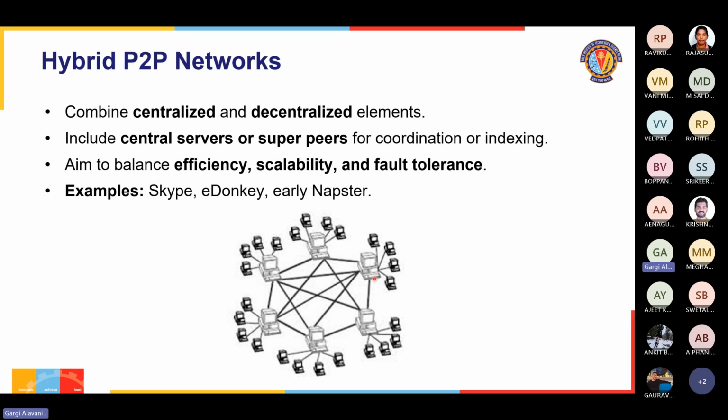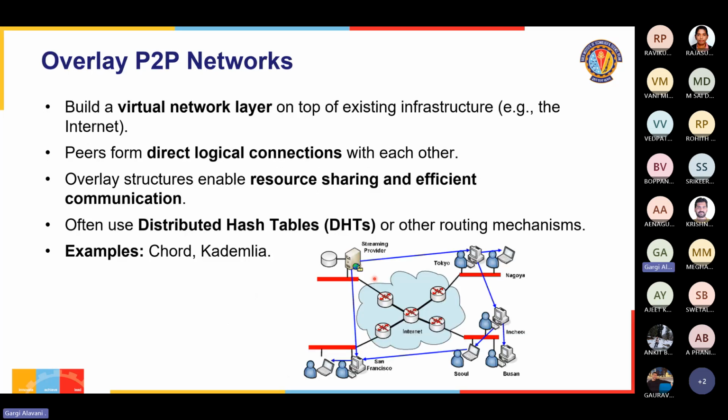An example of hybrid P2P would be Skype or eDonkey or early Napster architecture. Then you have an overlay P2P network. Overlay is where you add an extra layer of abstraction, where you create a virtual network on top of the physical internet. In this, peers are connected through logical links that may not be exactly how they are physically linked.